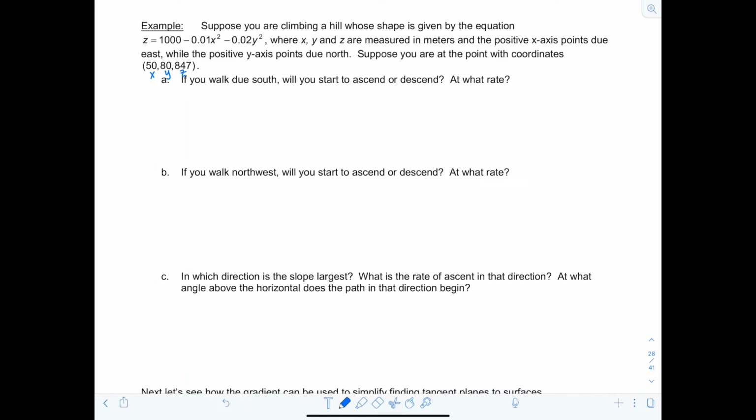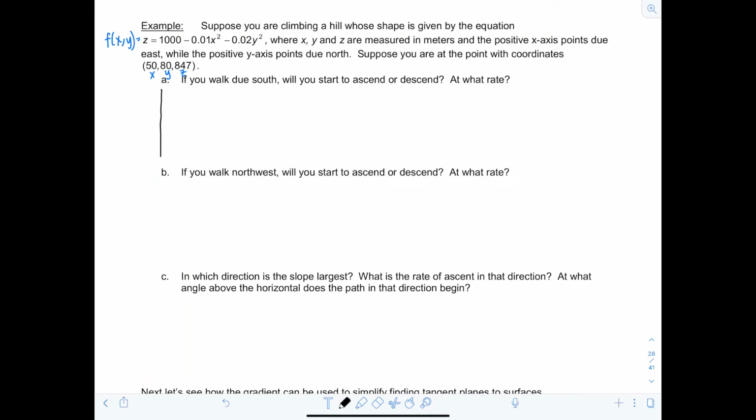All right, so the first part asks, if you walk due south, will you start to ascend or descend, and at what rate? So I'm going to first call this z a function f of x and y to maybe make the notation a little bit easier. And basically, if I'm going to figure out if I'm ascending or descending, I want to know what is the rate of change of z, right, if I walk due south. So in the direction of, I have to figure out how to write a unit vector that represents going due south. And if I'm ascending, then that rate of change of z is going to be positive, right? I'm going uphill. And then if I'm descending, the rate of change of z, that directional derivative, should have a negative value.